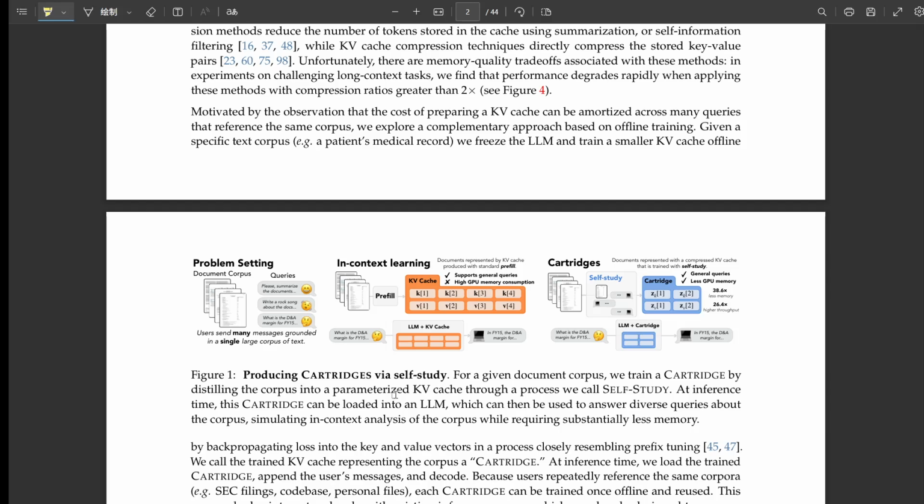Okay, that makes sense conceptually. Moving the cost up front. And the paper talked about how they parameterize this, right? How they actually structure these learned parameters. They found that making the cartridge look structurally like a KV cache worked best, using something like prefix tuning.